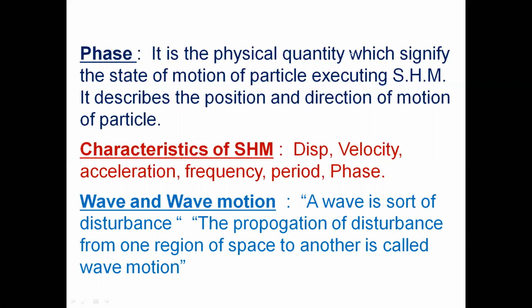Okay, now let us understand what wave motion means. Definition: what is wave motion? This is our main idea of this particular chapter. Okay, what is a wave? A wave is a sort of disturbance. You must remember this. The word wave means it is a sort of disturbance.